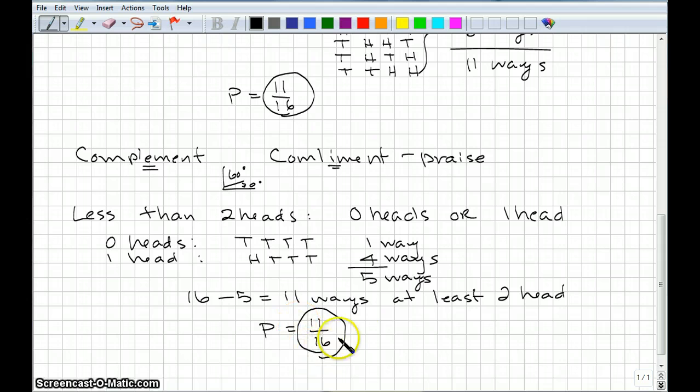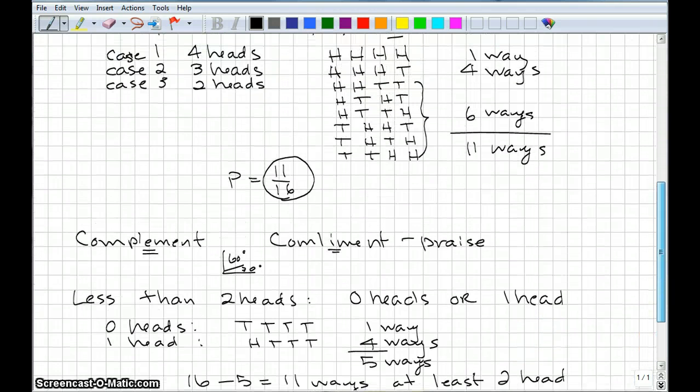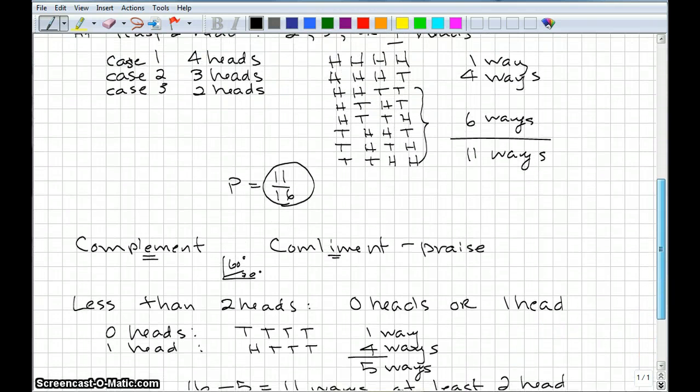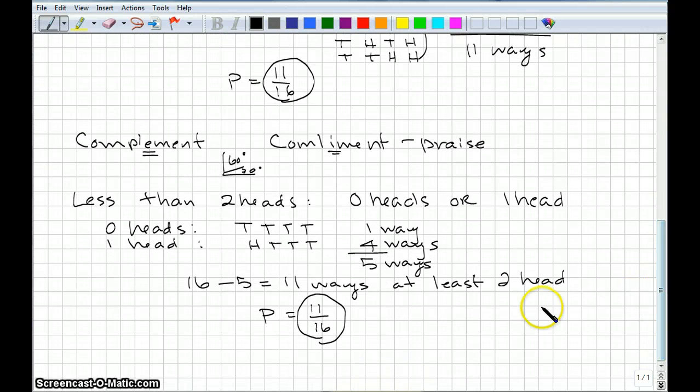Alright? So that's something to look for when you're doing counting problems, is that sometimes it's easier to count what you don't want than it is to count what you do want, like it is in this case. It's a lot easier to count the number of ways to get 0 heads and 1 head than it is to count the ways to get 4 heads, 3 heads, and 2 heads up here. Okay? So, something to keep in mind when you're doing counting problems. But either way, the answer is 11 out of 16.